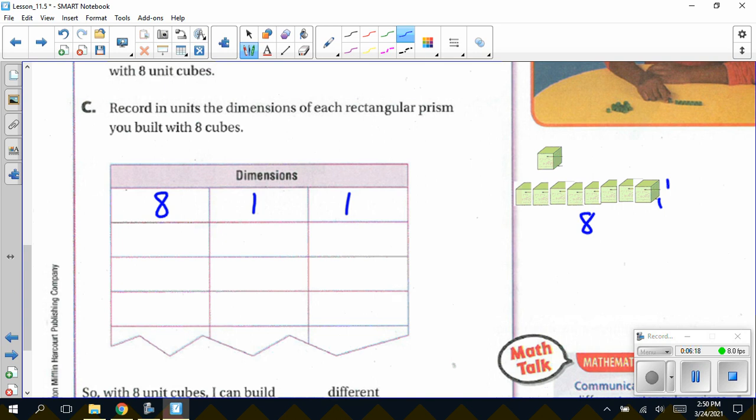Now another way that I could create my prism, I could have 4 going across, and then I could stack 4 more on top of that.